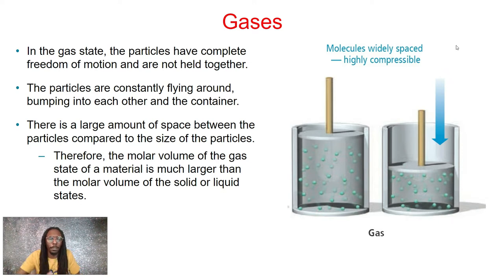Now, like I mentioned before, gases are constantly flying around, and as they fly around, they're actually colliding with each other. So there are some collisions taking place, depending. They're bumping into each other. Even though gases are so small and we can't necessarily see them, they are colliding.